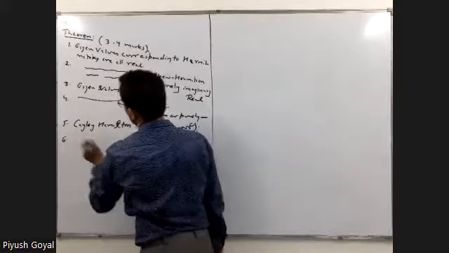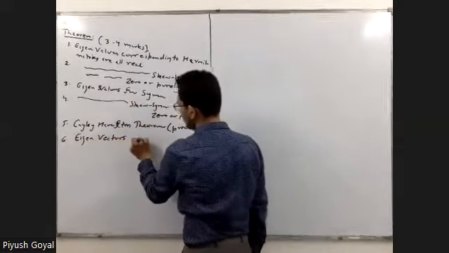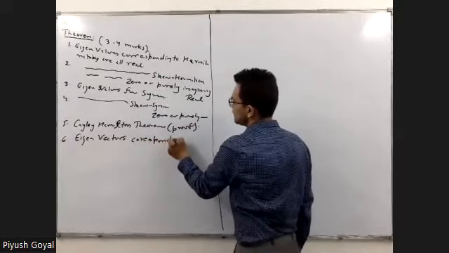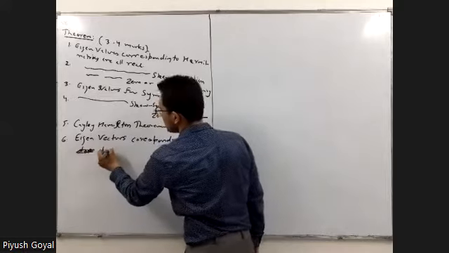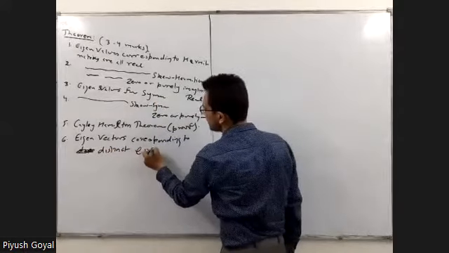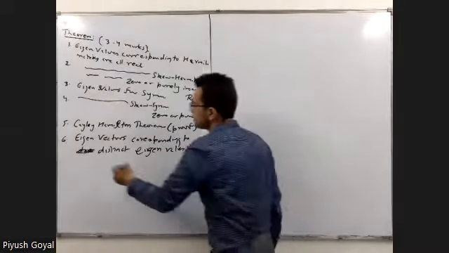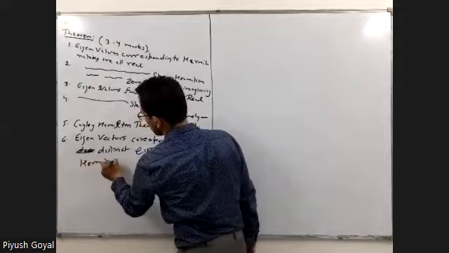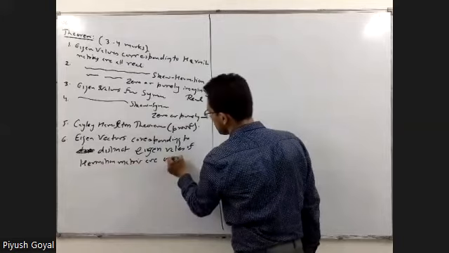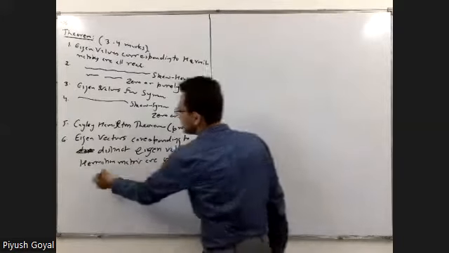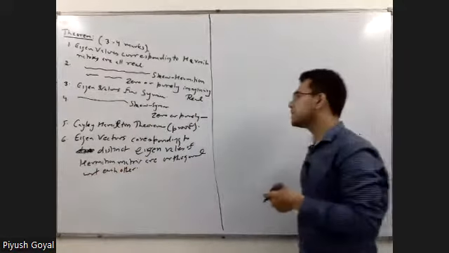One is eigenvectors corresponding to distinct eigenvalues of Hermitian matrix are orthogonal with respect to each other. This is the most important result, please do the proof.